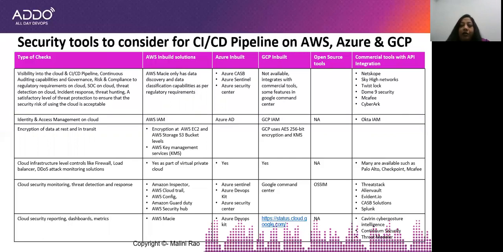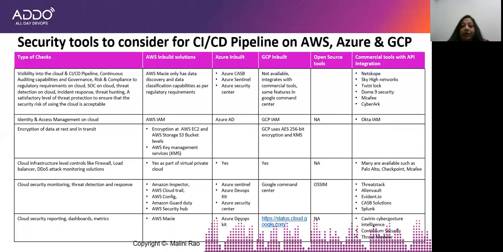Identity and access management, AWS has IAM, Azure AD in Azure, and GCP IAM in Google Cloud. And if you're looking for commercial, there is Okta IAM, which is a cloud-based identity and access management solution, which you can use if you want to integrate with your enterprise IAM with the cloud IAM solutions.